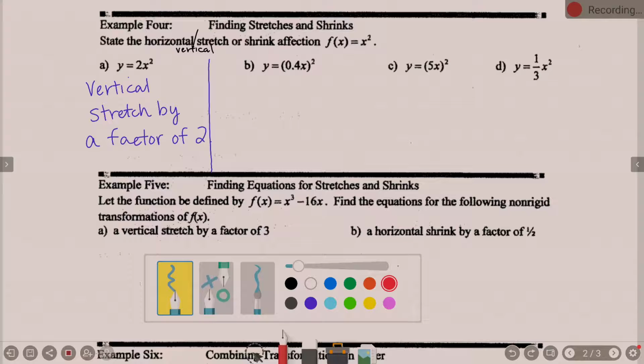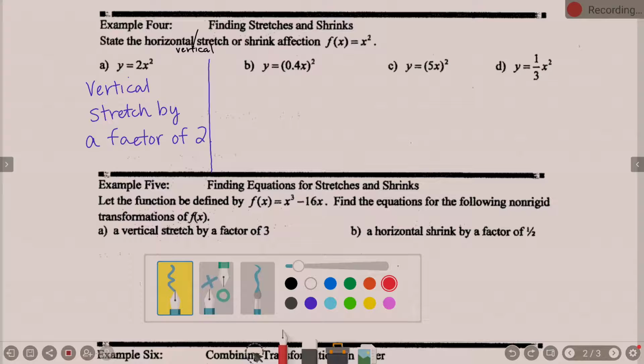Now, the key is I disagree with the factor. He said 0.4, which is the number there. It makes sense to say it. But if you flip back to that previous page, with a horizontal stretch or shrink, the form was x divided by c. Is this x divided by 0.4? No, this is x times 0.4. Okay, so there's a trick here, which I have to walk you through.